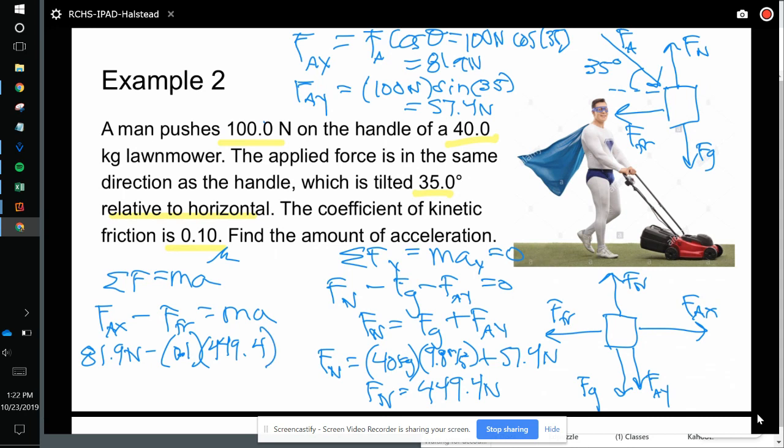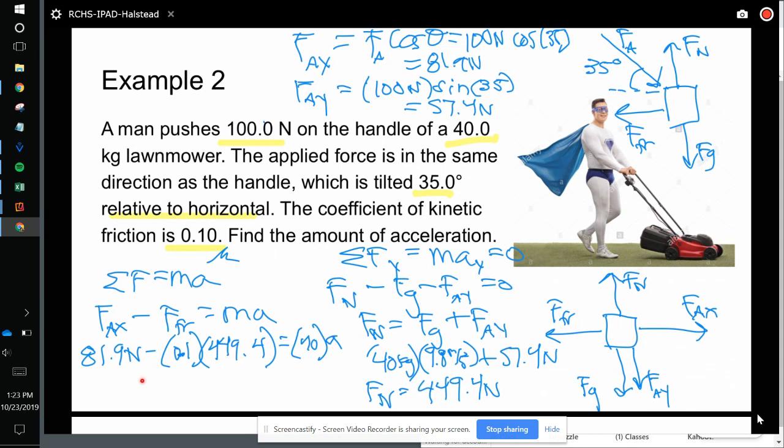449.4. And that's going to equal the mass of the lawnmower. And here I'm running out of room. Mass of the lawnmower is 40 times acceleration. So here I'm going to do this side first. So in my calculator, I have 81.9 minus 0.1 times 449.4. And then I'm going to divide that whole thing by 40 to get acceleration on its own.